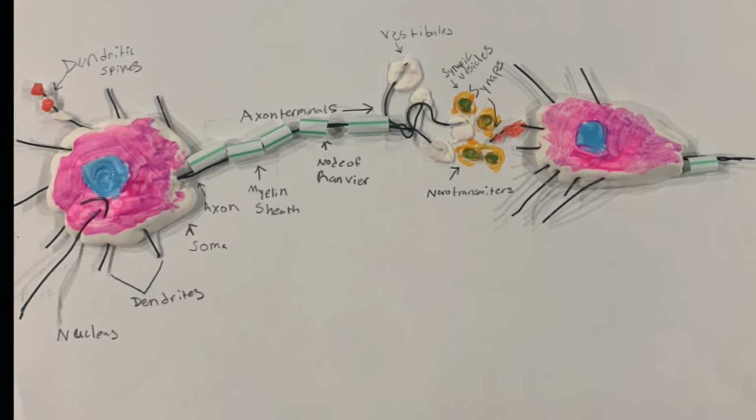The soma, or cell body, is the part of the cell that contains the nucleus. This is the pink part of the neuron. The nucleus directs the manufacturing of substances that neurons need for growth and maintenance. This is the blue part inside the soma.